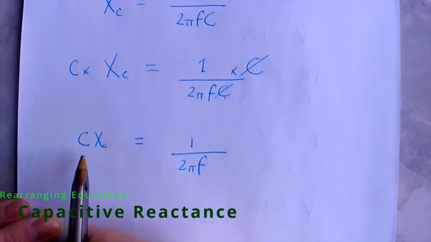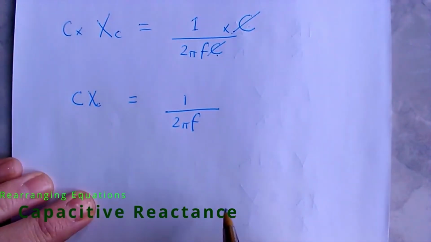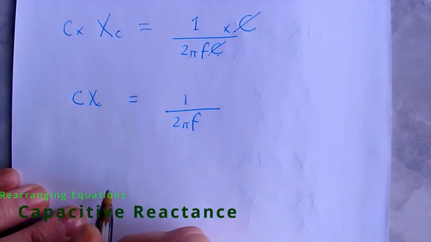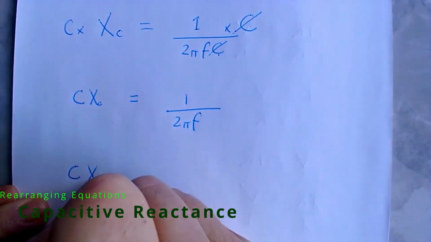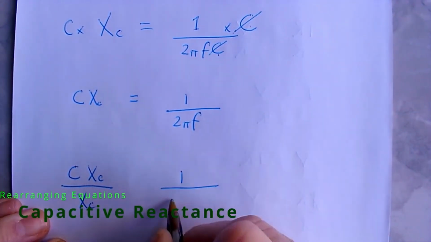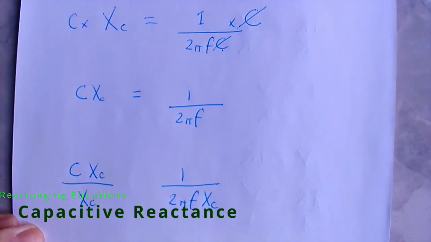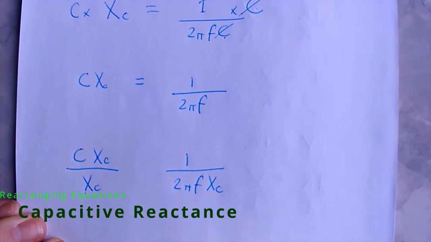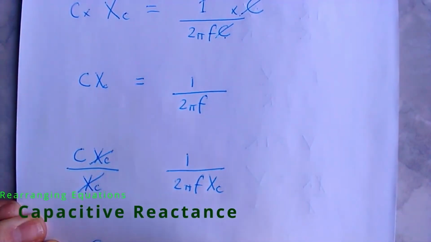But I want C on its own, and at the minute it's being multiplied by this value Xc. So I'm going to divide both sides by Xc. So let me write that out again so that you can see what I've done here. But remember, Xc divided by Xc is going to be 1, so that's cancelled. So C equals 1 all over 2 pi f Xc.